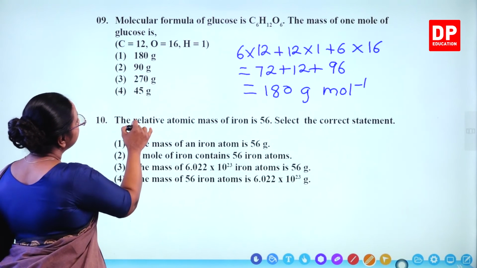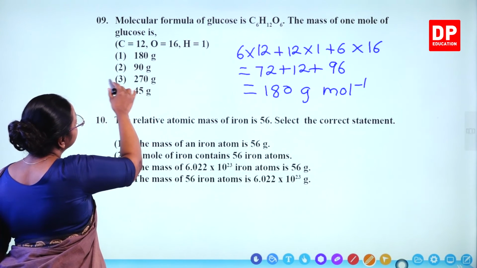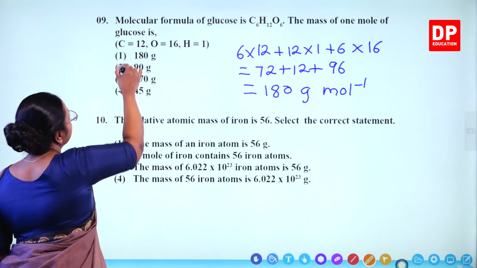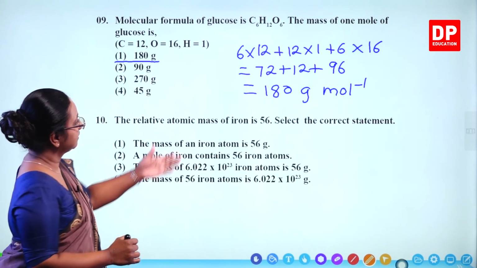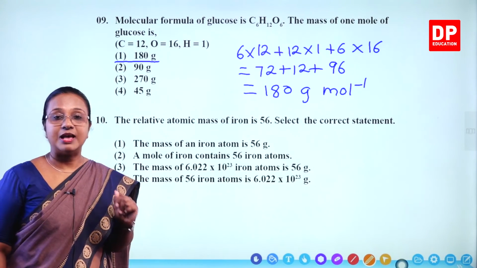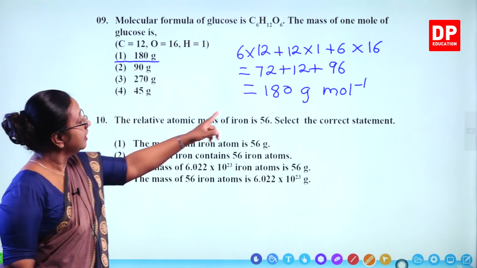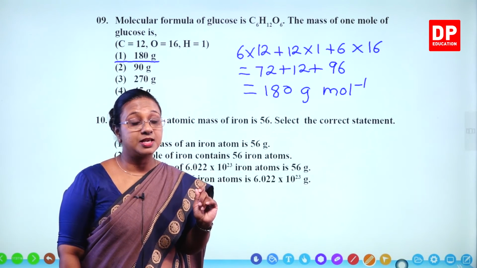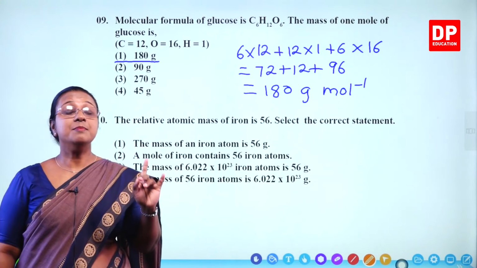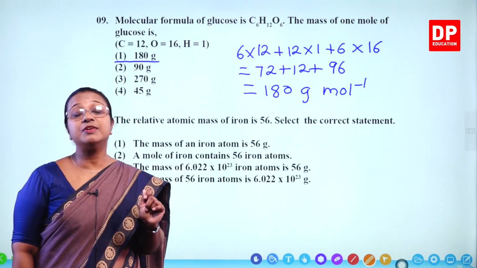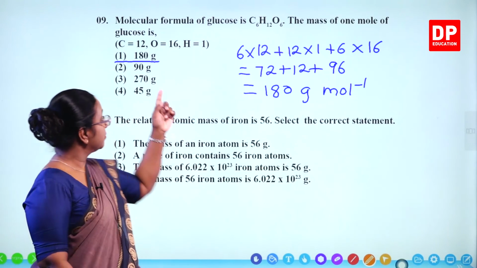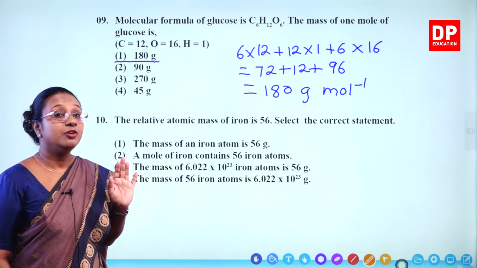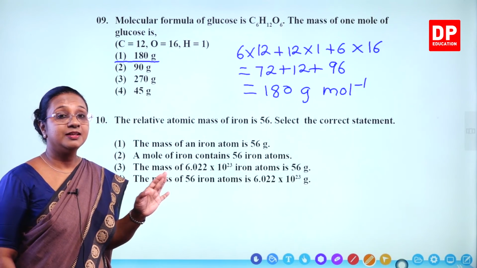So, you can find the answer now. First is 180 grams, 90 grams, 270 grams, 45 grams. So, it's the first answer. We have calculated the value. But here, the unit is grams per mole. Why? That is the molar mass. So, that means it's the mass of 1 mole of glucose. So, that is why here the units are given in grams. Do you all understand that?